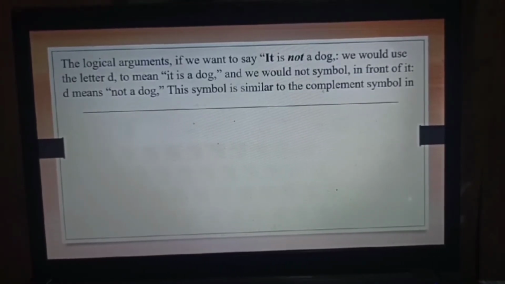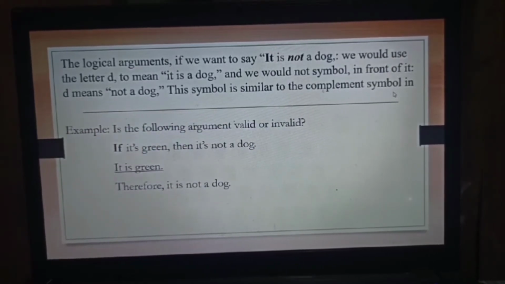Next, the logical arguments. If we want to say it is not a dog, we would use the letter D to mean it is a dog. And we would put a not symbol in front of it. Not D means not a dog. The symbol is similar to the complement symbol in sets. So, ito yung example na nandun sa binigay na topic.